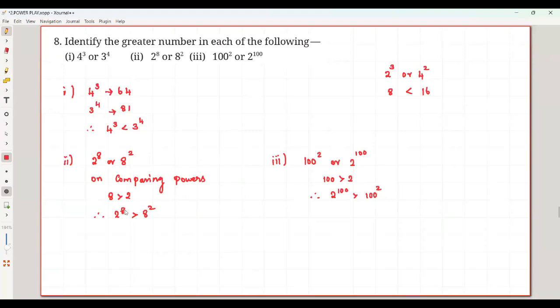Here 2 power 8 is greater, and here 3 power 4 is greater. They are asking to identify the greater number. That means, for the first one, 3 power 4 is the greater value. And here, 2 power 8 is the greater value. And here, 2 power 100 is the greater value.